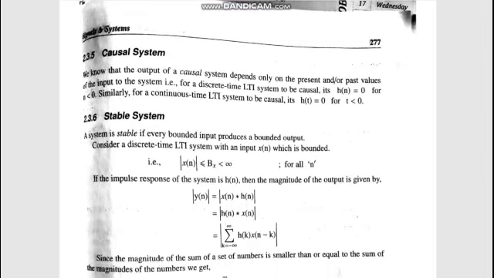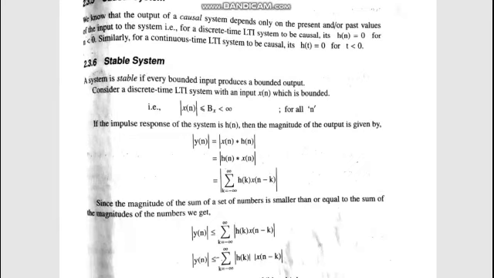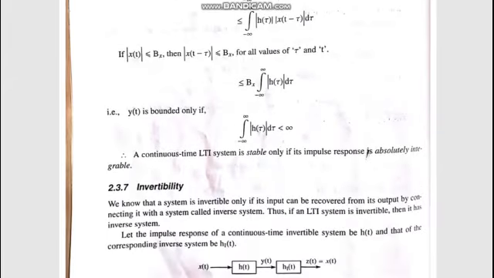Stable system: in the last properties also we have studied this. A system is stable if every bounded input produces a bounded output. This is a standard formula. Consider a discrete LTI system with an input x of n which is bounded: magnitude of x of n is less than or equal to Bx, which is less than infinity. You can also study this. We have already studied it in the previous class. So these are very important here.